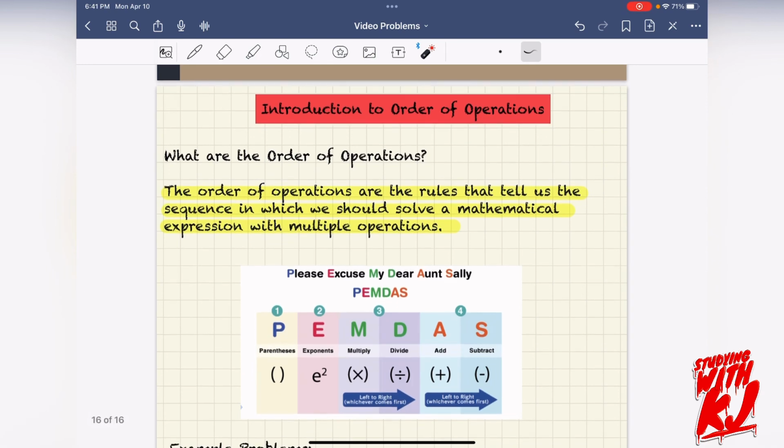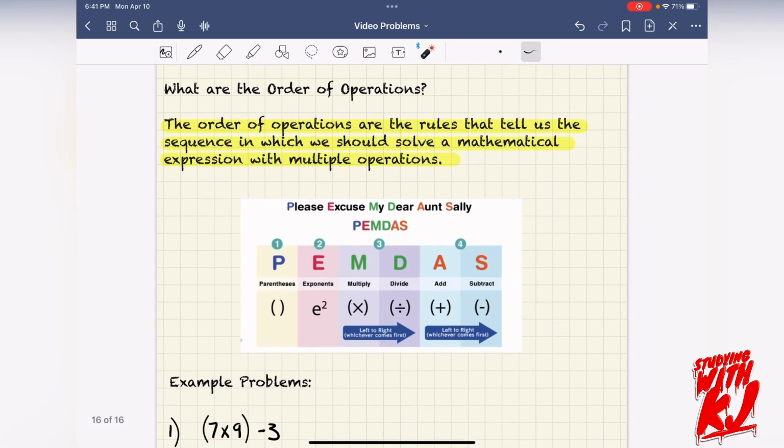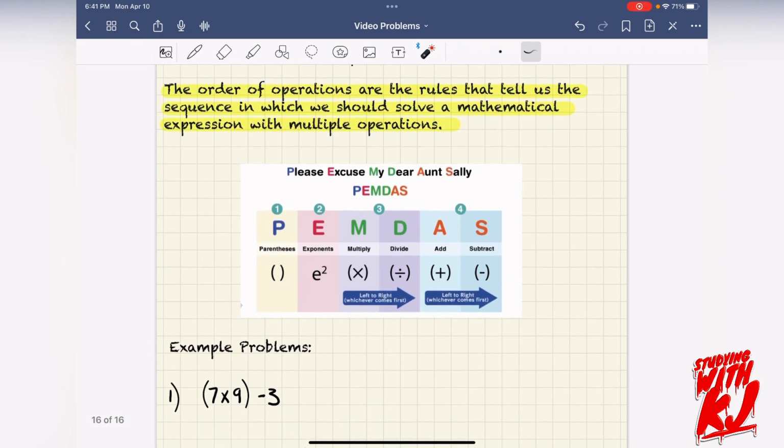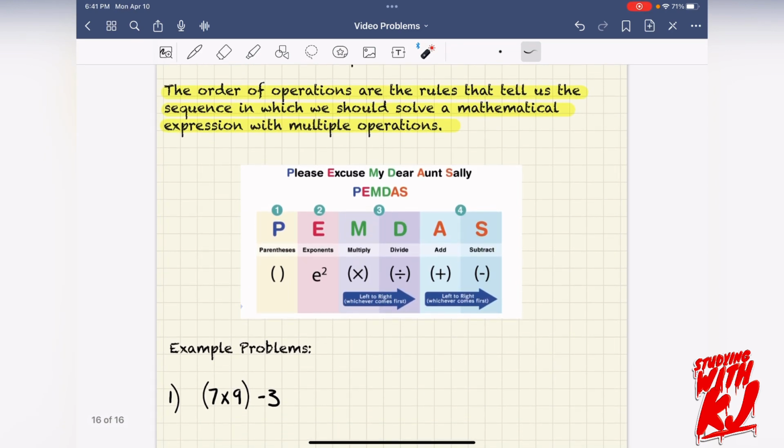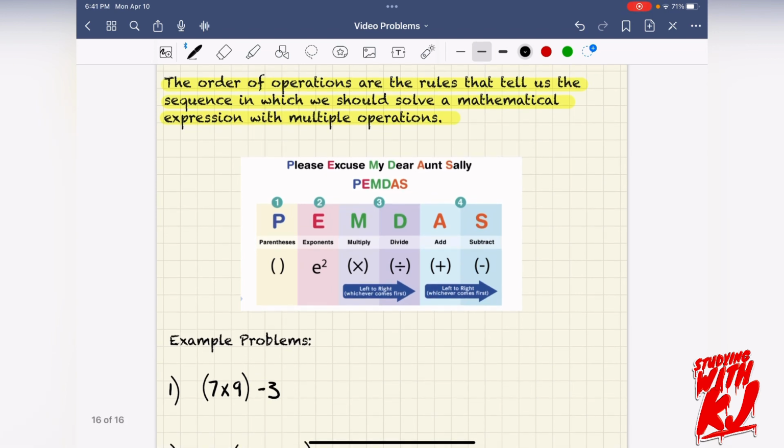So now that we have an understanding of our acronym PEMDAS, we can get into solving some example problems. Our example problem 1 reads parentheses 7 times 9 minus 3. Looking at our acronym PEMDAS, we know that we must solve whatever's in our parentheses first. We have 7 times 9 in our parentheses. So 7 times 9 gives us what? 63.